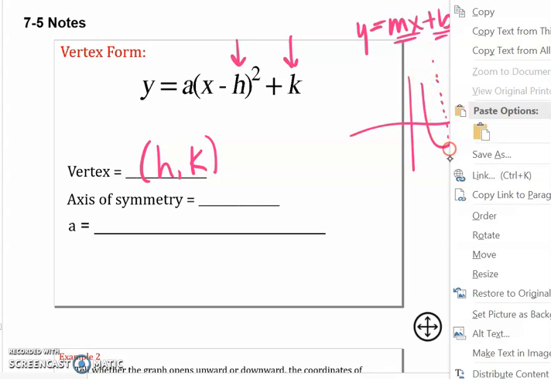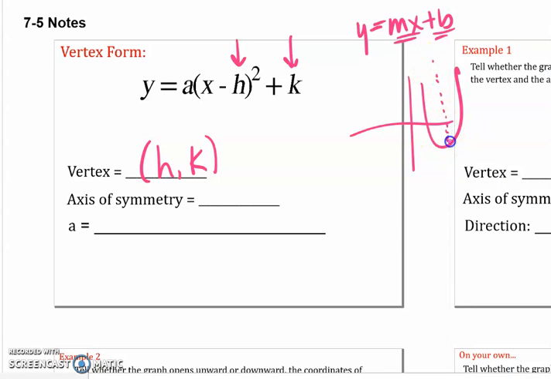is going to be a vertical line that goes straight through your graph. If you remember from algebra 1, the reason a vertical line is equal. So the axis is x equals 8.